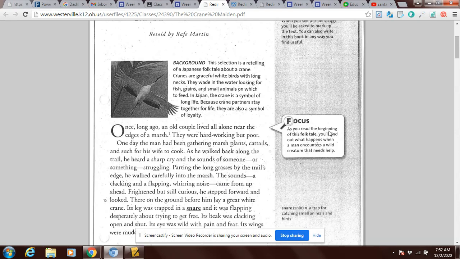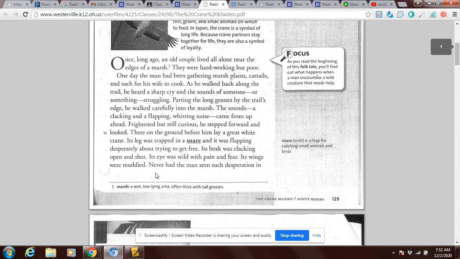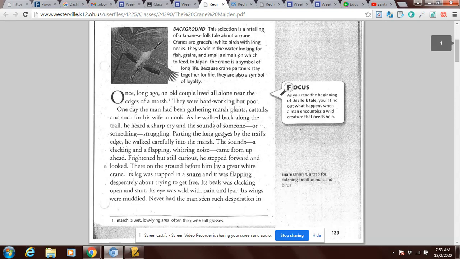So focus. As you read the beginning of this folktale, you'll find out what happens when a man encounters a wild creature that needs help. Once long ago, an old couple lived all alone near the edge of a marsh. Now, there's a little footnote there. If you don't know what a marsh is, Jason, Troy, you should know what a marsh is, right? It's a wet, low-lying area, often thick with tall grasses. We have marshes around here, going towards Erie. I know, whatever road that is, going up to Erie, there are marshes.